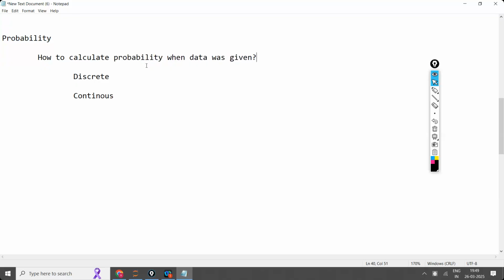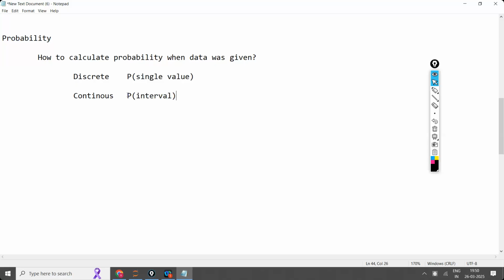How to calculate the probability when the data is given: for discrete variables we know, for continuous variables we know, and the common thing for both is that probability is nothing but the number of records that satisfy your requirement divided by the total number of records. When calculating the probability of discrete variables, in the bracket you write a single value, and when calculating the probability for a continuous variable, in the bracket you write an interval.